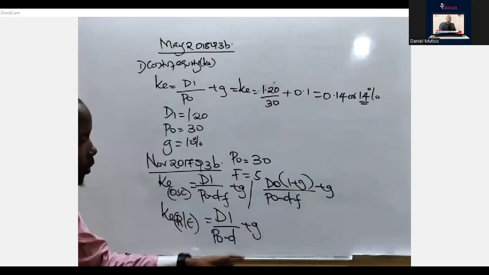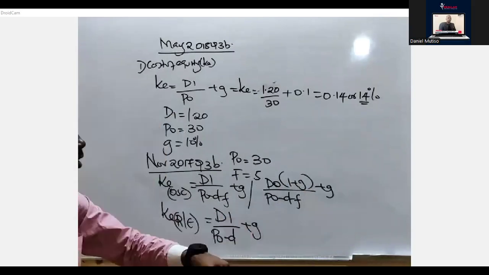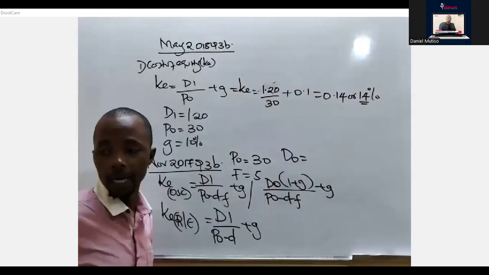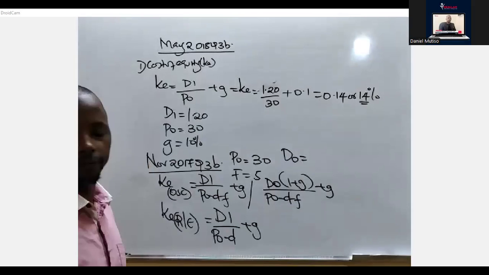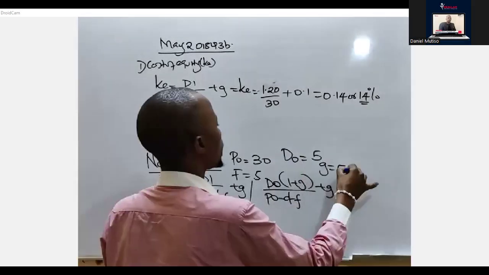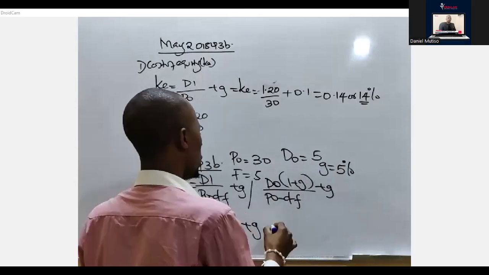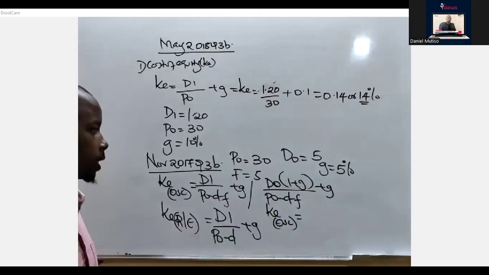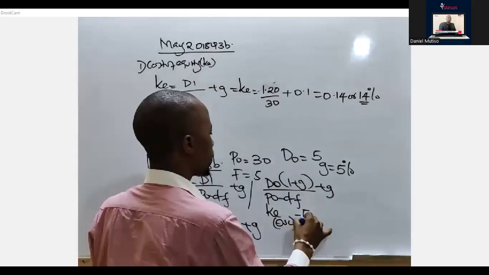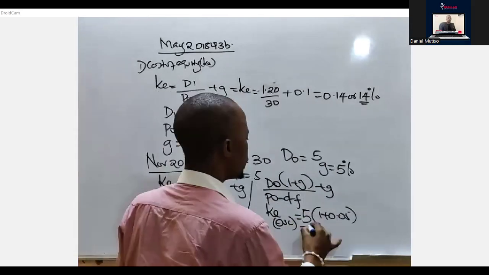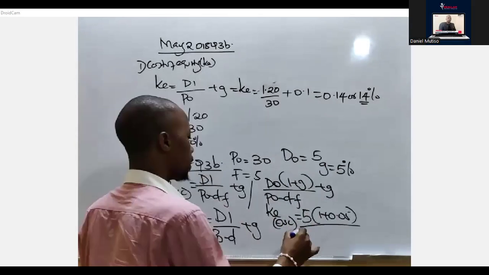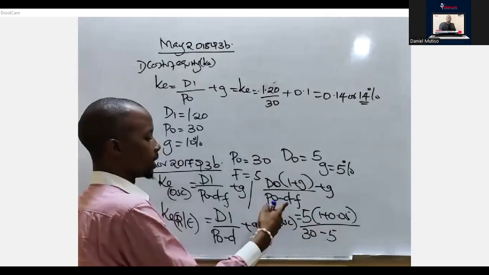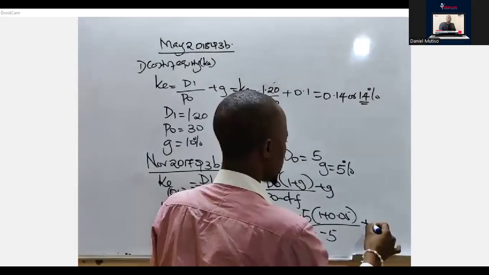Because they have given you the D0, the most recent dividends which have just been paid. We have been told they are paying 5. Then our growth rate, we have been told it is 5%. So let us calculate the cost of equity of the ordinary share capital. The D0 of yours will be 5 times 1 plus 0.05. You divide all of these by the market value, which is 30, minus the flotation cost of 5, plus our growth rate of 0.05. The discount is not there, so when it is not there, don't force it to be.